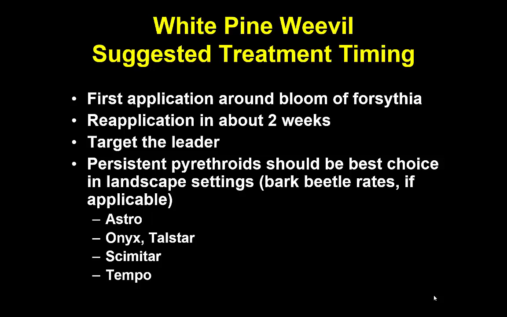So in the east, where there are some indicators that are associated with this insect that have been developed, again, it's earlier. It's quite early. The first application is around the bloom of forsythia, which unfortunately is not a plant that reliably grows and blooms around here, and then reapplying about 2 weeks later. Targeting the leader, a lot of persistent pyrethroids are a best choice in landscape settings. They're labeled for this kind of use. Many of these can work, but again, it requires treating the top of the tree.